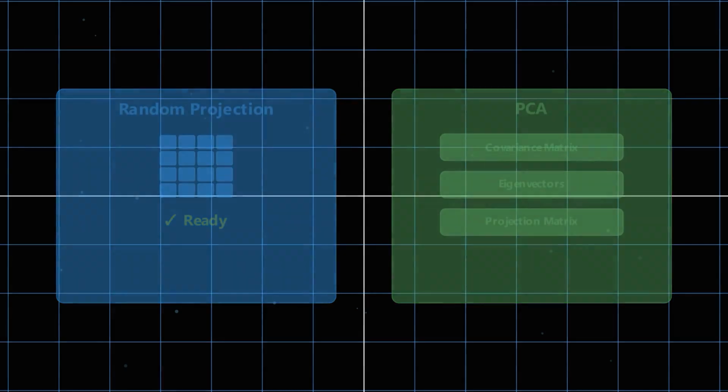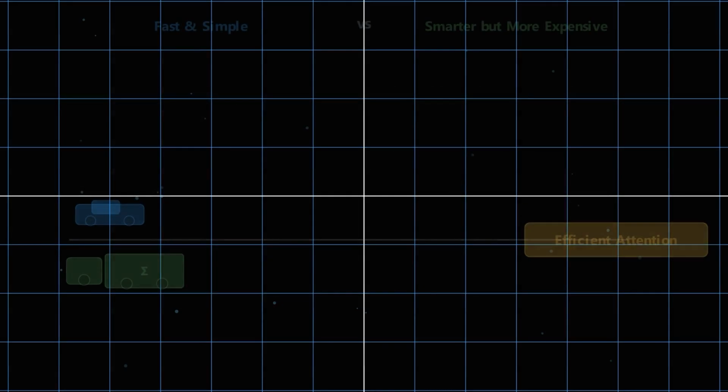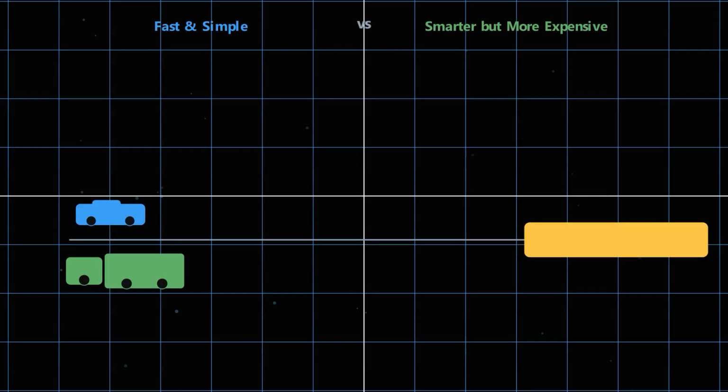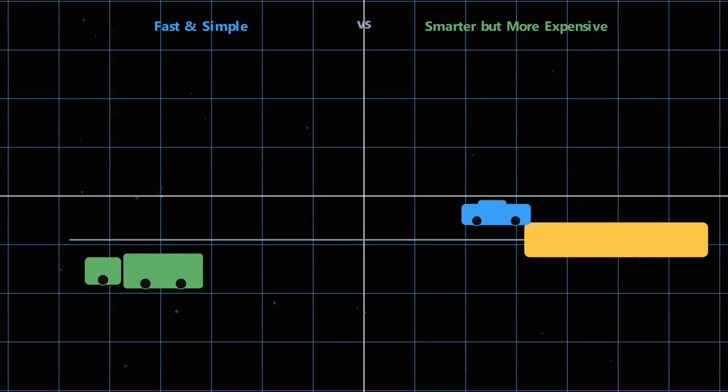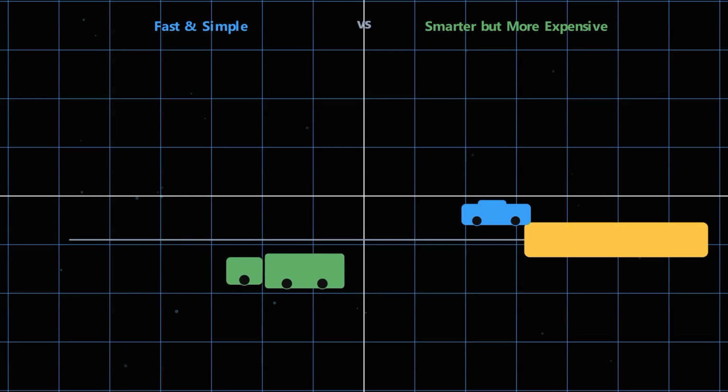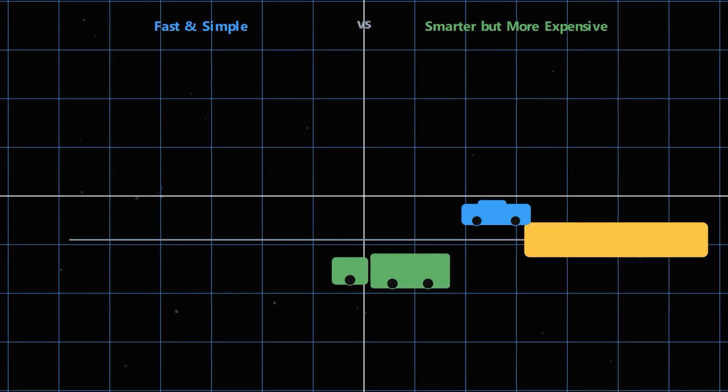Think of it this way. Random projection is like taking a lightweight sports car. It may not choose the perfect path, but it's incredibly fast. PCA is like carrying scientific equipment with you. It may provide richer information, but transporting that information comes at a cost.